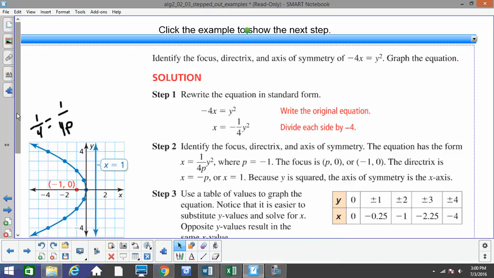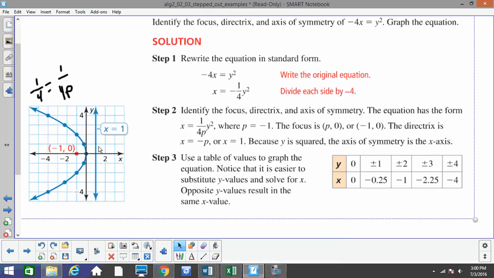And then we could go ahead and graph that. Your directrix, x equals 1. Your focus, y equals negative... I'm sorry, your directrix is x equals 1. Your focus is -1, 0. Make a t-table there. I probably would have just chosen 2 points and done the mirror image of them because you know the axis of symmetry.